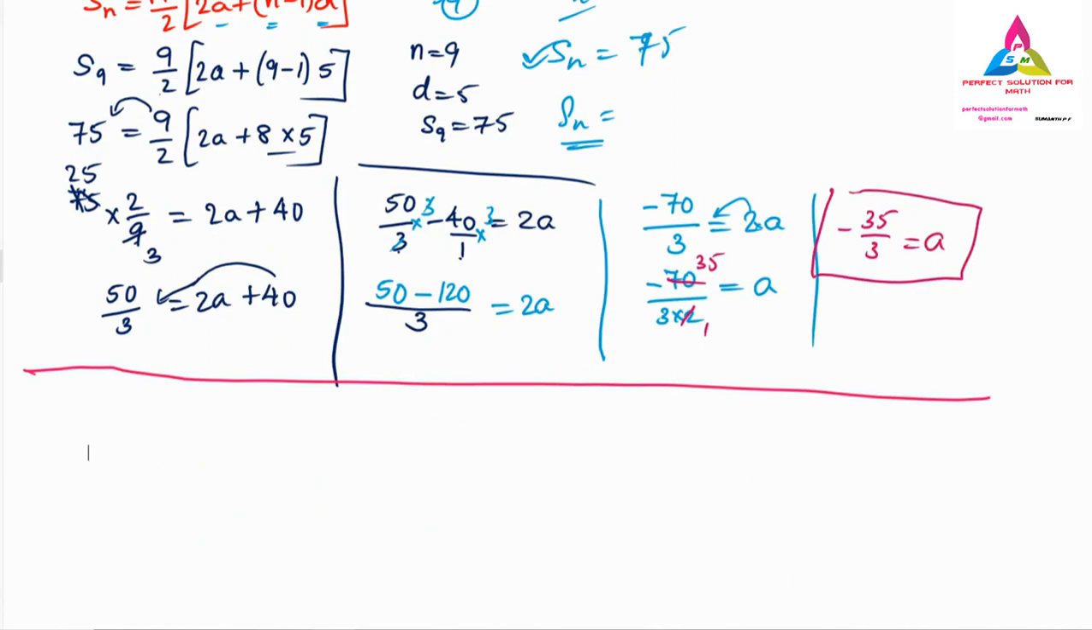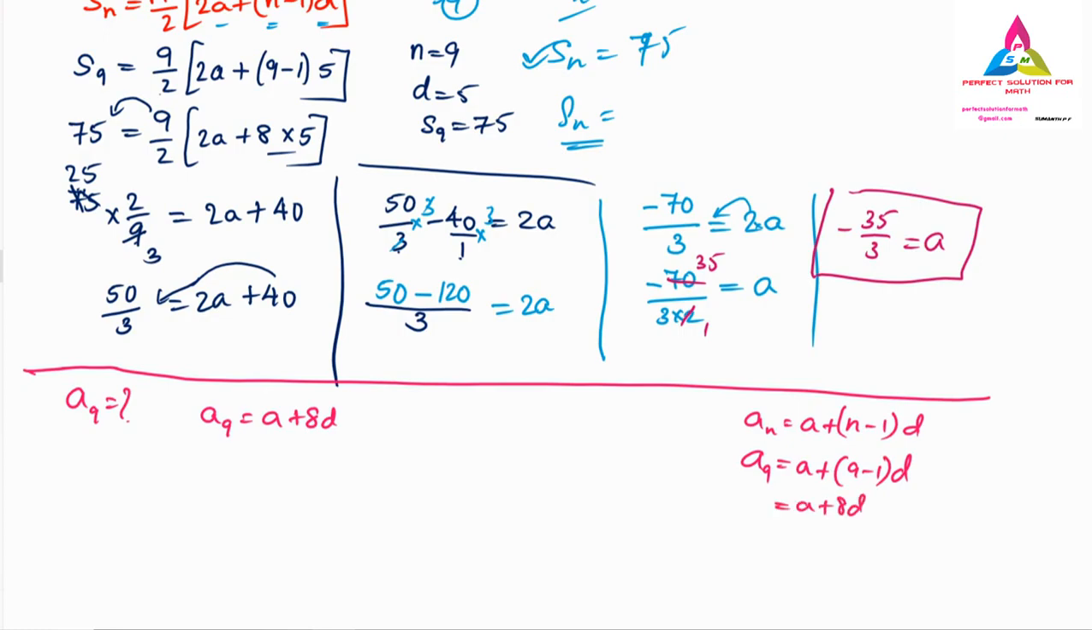Now we have to find the a9 value. How can we find a9? Directly we can write a9 is equal to a plus 8d. If that is not understood, you can substitute in the an formula. An is equal to a plus n minus 1 into d. So for a9, a plus 9 minus 1 into d, that is a plus 8d. So a9 can be written as a plus 8d directly also.